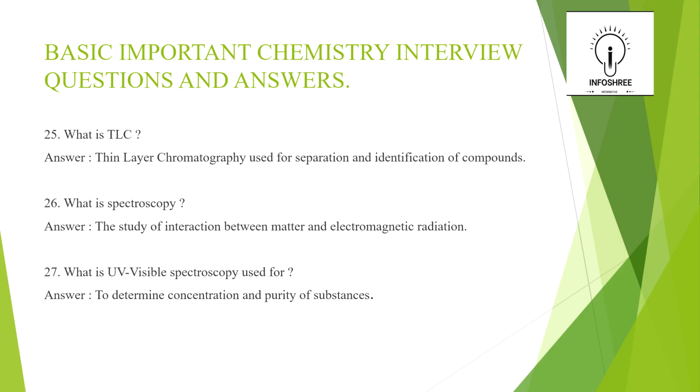Okay. 25th question. What is TLC? As I said before, that is thin layer chromatography, used for separation and identification of compounds. Okay. And a most important question, what is spectroscopy? The study of interaction between matter and electromagnetic radiation is called spectroscopy. Okay. And 27th question is, what is UV visible spectroscopy used for? To determine the concentration and purity of substances, we use UV visible spectroscopy.